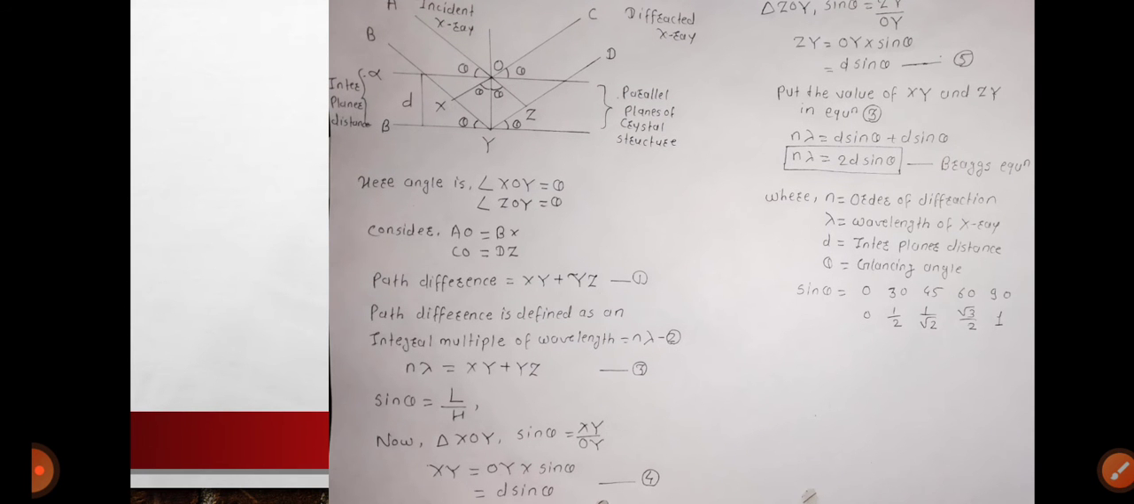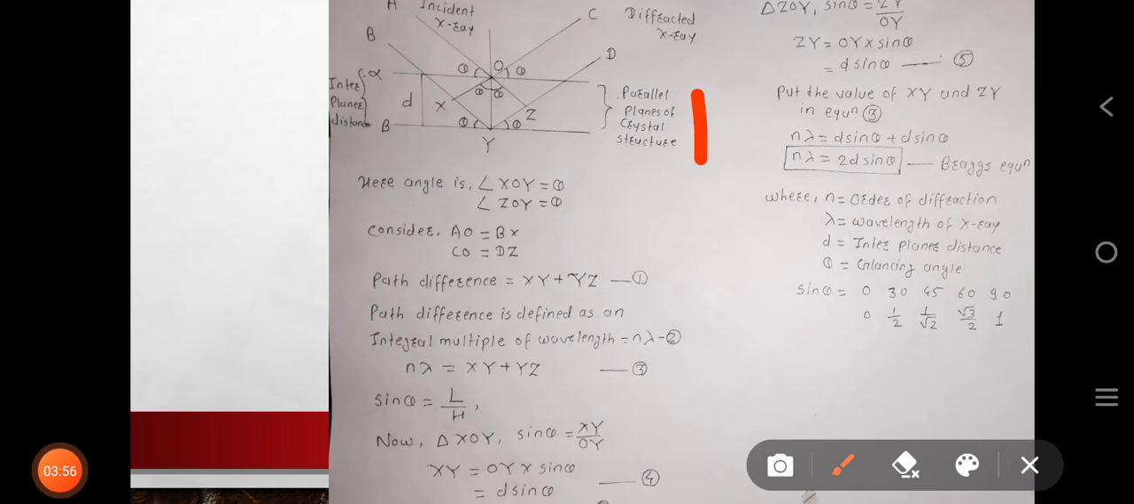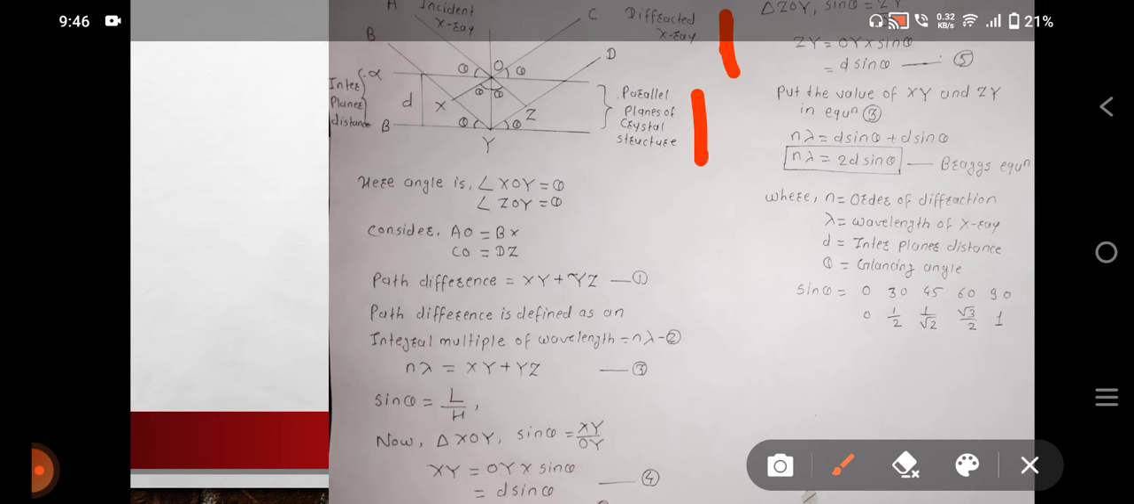Then these are the two layers of the crystal, which are denoted by alpha and beta, and the two incident rays which are denoted by A and B, which are diffracted into the two waves such as C and D. So put a perpendicular OY. So here the angle XOY is equal to theta and ZOY is equal to theta. So theta is a glancing angle. Glancing angle means the angle between the incident light and surface.